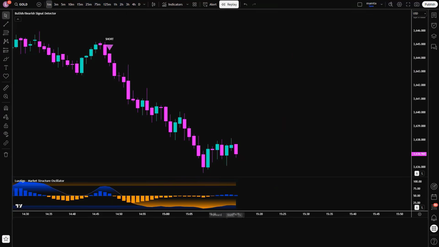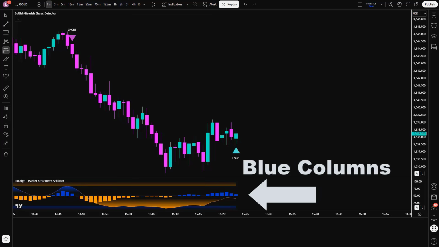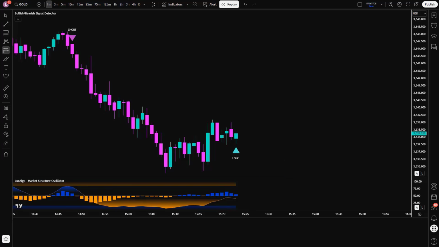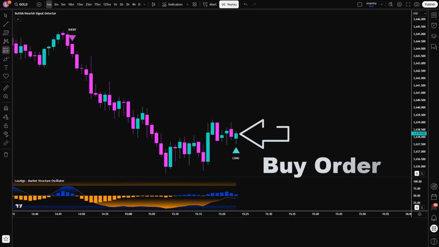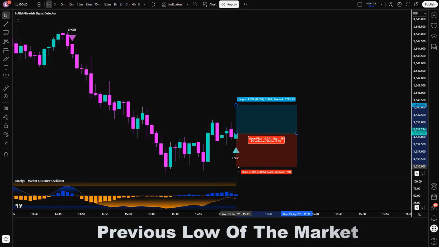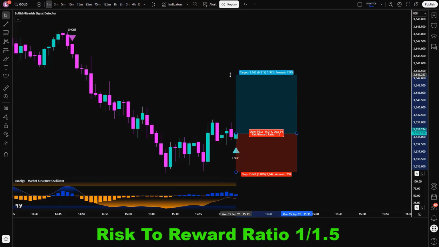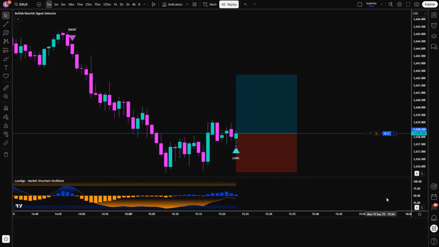Let's see how we use these trading setups. When the uptrend bullish-bearish signal indicator gives us a buy signal, when the oscillator indicator shows blue color columns, and when the market forms a bullish candle, if this condition is fulfilled, then we will place a buy order. Our stop loss is the previous low of the market. And the risk to reward ratio will be 1:1.5.